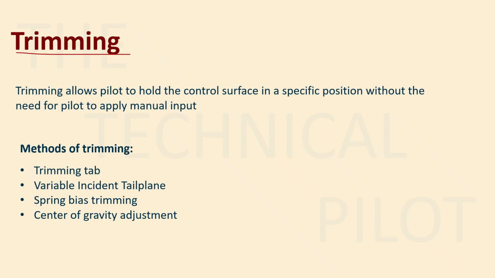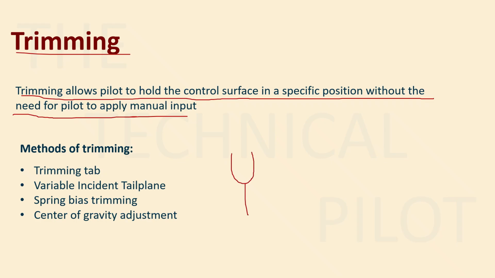All right, so next we have is trimming. Trimming allows the pilot to hold the control surface in a specific position without the pilot needing to apply manual inputs. So you know how we climb or descend the aircraft, right? In order to climb, the pilot pulls in on the yoke, right? The pilot will move it towards him, and when the pilot pulls the yoke towards him, the aircraft starts to climb.